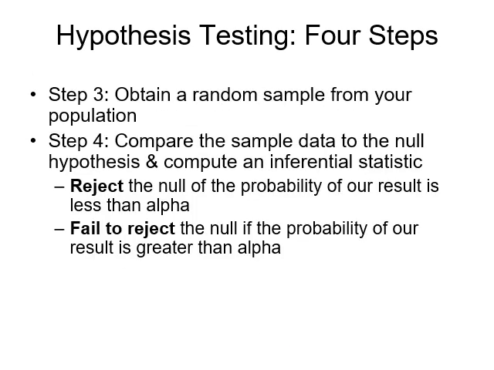Step 3 is obtain a random sample from your population. So we go out and we get people to test. We bring them into our study. We gather data. And step 4 is we compare that sample data to the null hypothesis and compute an inferential statistic. And again, I want to focus on the use of the word inferential here. We're inferring that our sample represents our population. Now, how we get our sample is, again, methodology. Back to step 3.